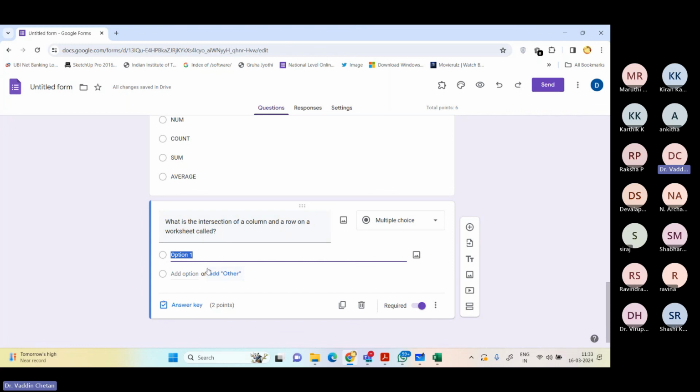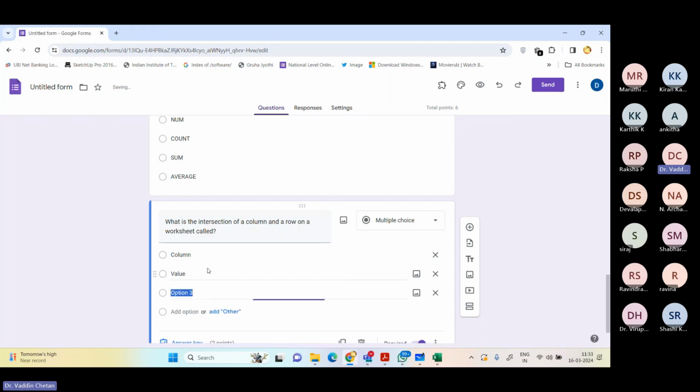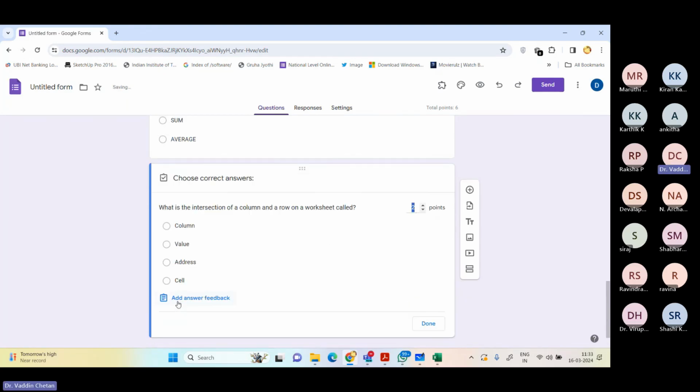The first one is column. Second one is the value. Third one is the address. And the fourth one is cell. The correct answer here is cell. Oh, done.